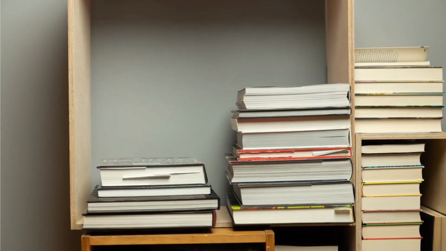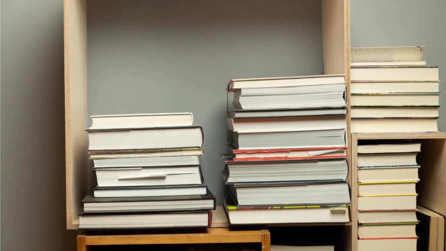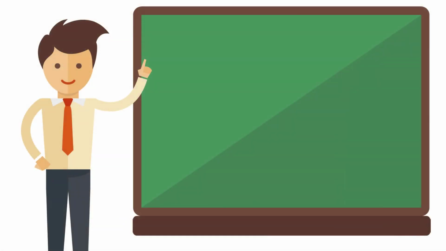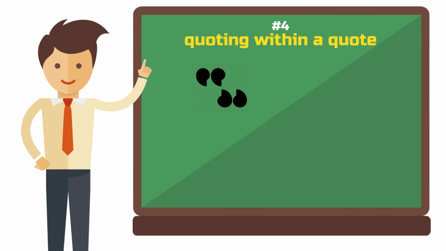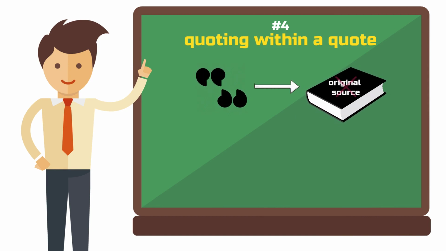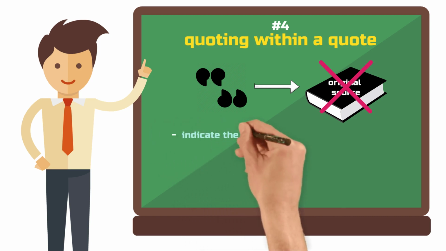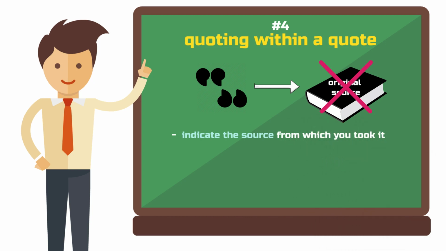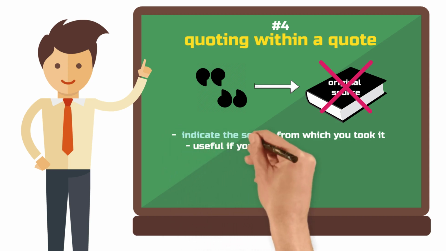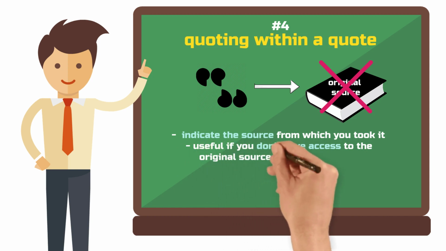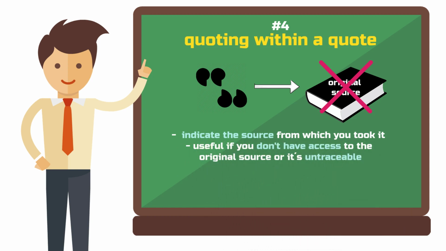Now let's move on to the last possibility of how you can incorporate quotes or citations into your paper, which is quoting within a quote. If you find a good quote in literature but you can't access the original source, instead of stealing the quote, you indicate the source from which you took it. Of course, you can also research the original source and cite the passage as usual. However, it can happen that you don't have access or the source is untraceable. It's also not a problem if you take the quote from another source. On the contrary, it adds more variety to your text.